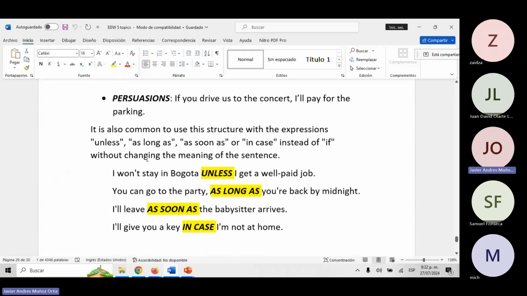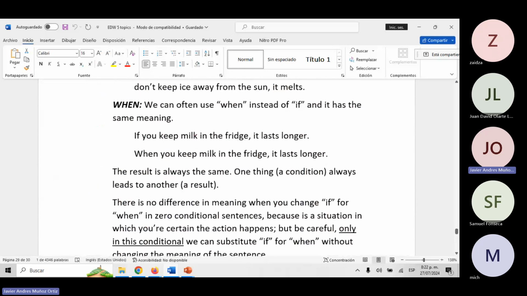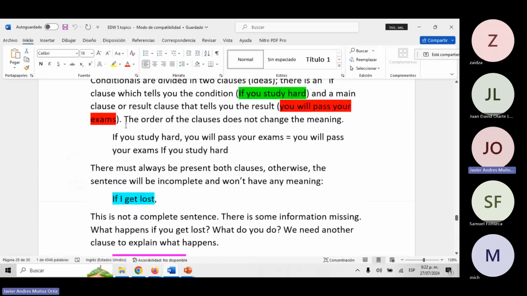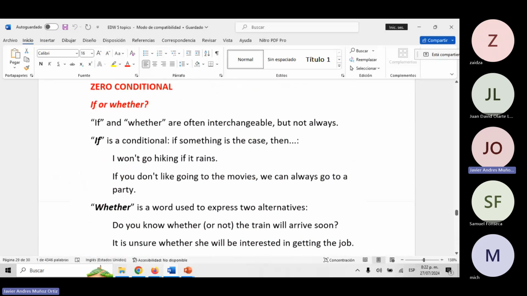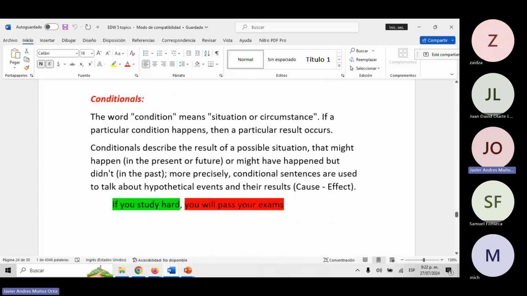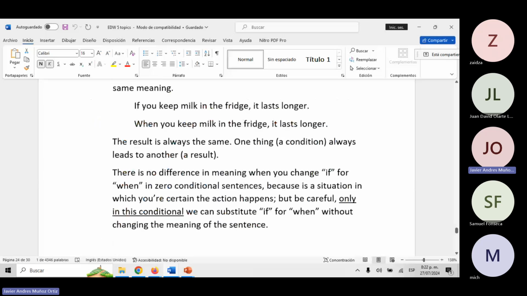Instead of using if, like before, like with zero conditional, when we were saying we could use if, or we could use the word whether in this case, because let's remember: whether for two options, if for many options, a series of options if you want.